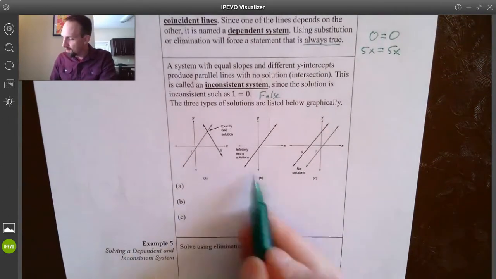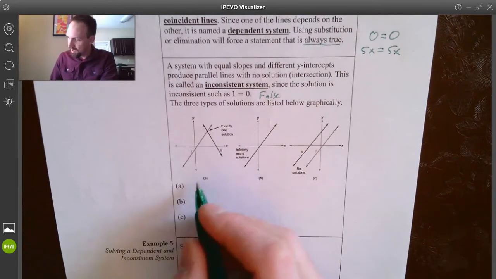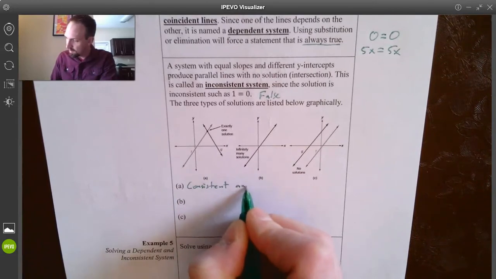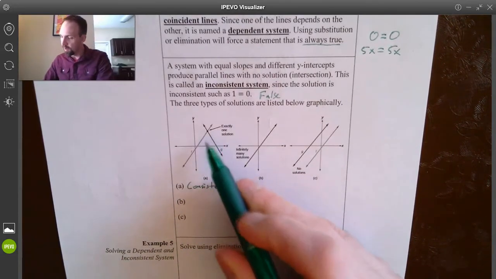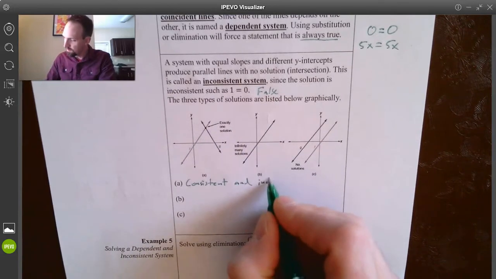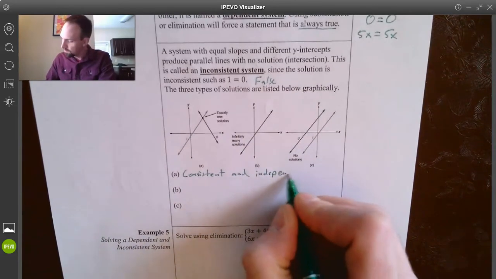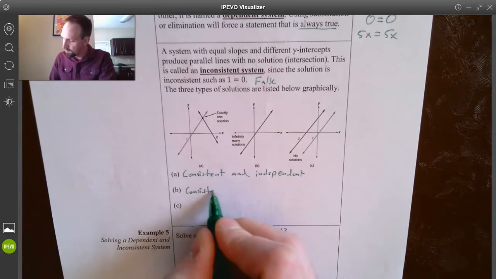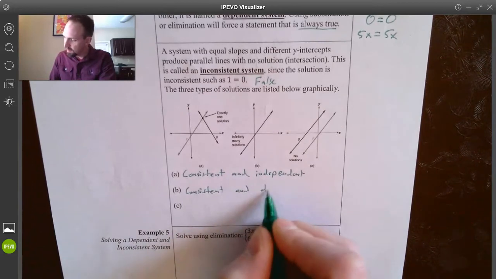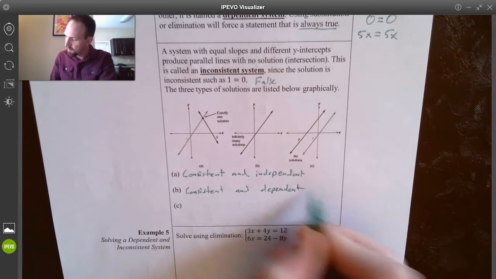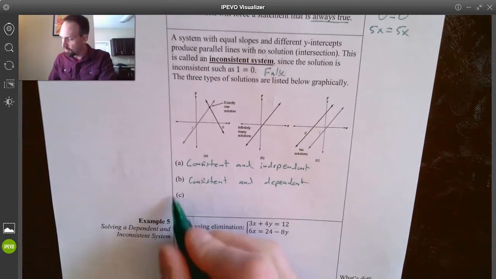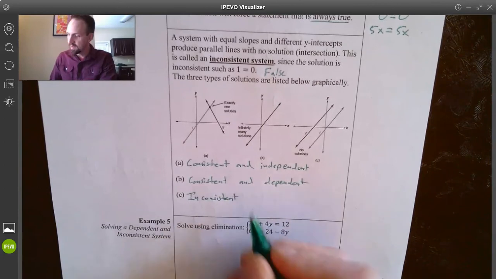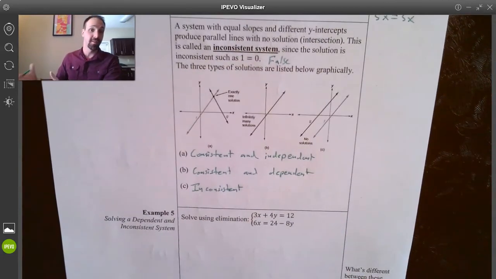So we have A, B, and C here. A is a consistent system. And because we have one solution, it is independent. B, we have consistent and dependent. And then C here, this one's that no solution one. This one's inconsistent. It can't be independent or dependent. There's no solution. It's inconsistent.